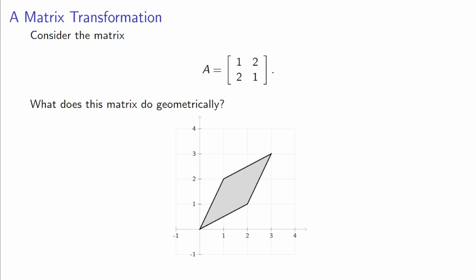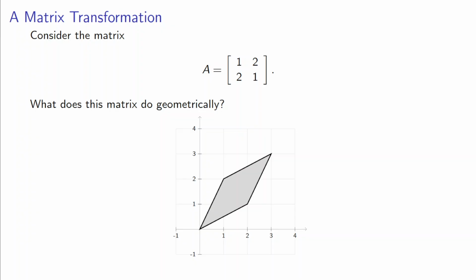So we've got the matrix A is [[1, 2], [2, 1]]. It's a 2 by 2 matrix. And we want to consider what it is doing geometrically. You can see the image below is what the matrix A would be doing to the unit square. So this is the same kind of image we've seen before.